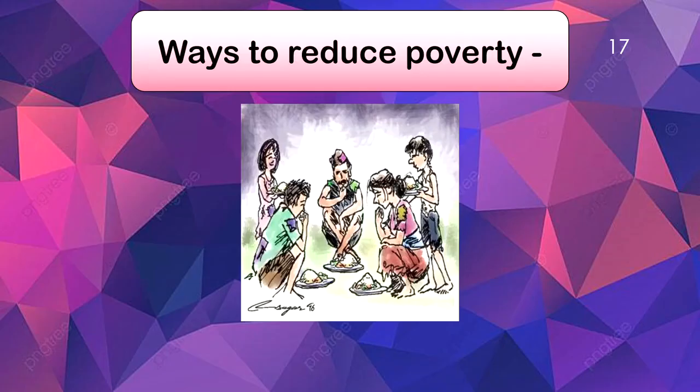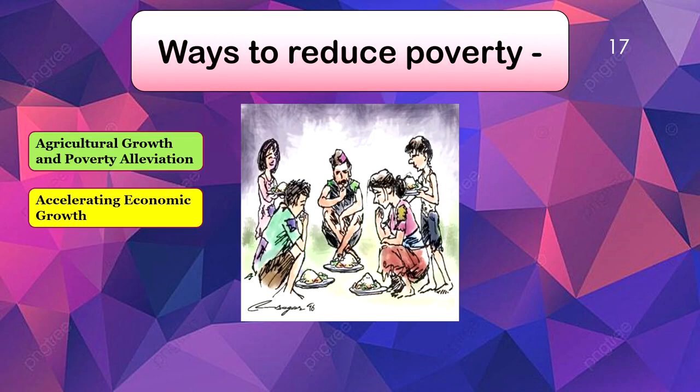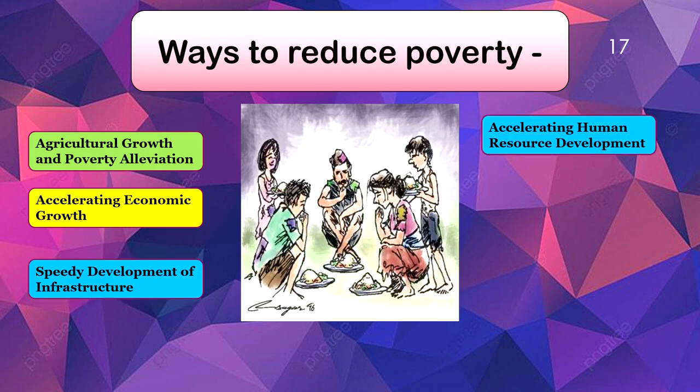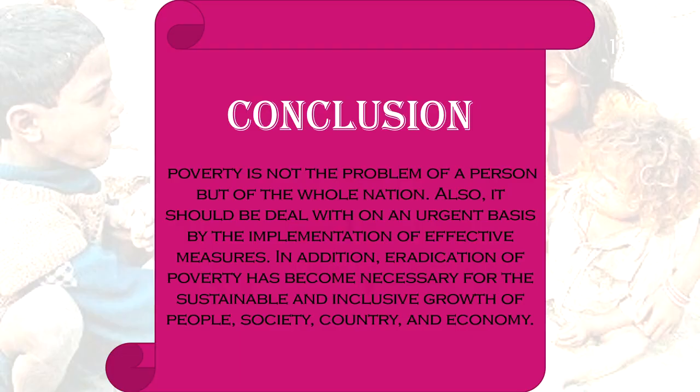Now, there are a few ways we can reduce poverty. First, agricultural growth and poverty alleviation programs should be improved. Accelerating economic growth will help to reduce poverty. There should be speedy development of the infrastructure. There should be accelerating human resource development. Growth of non-farm employment. The public distribution system should be improved.